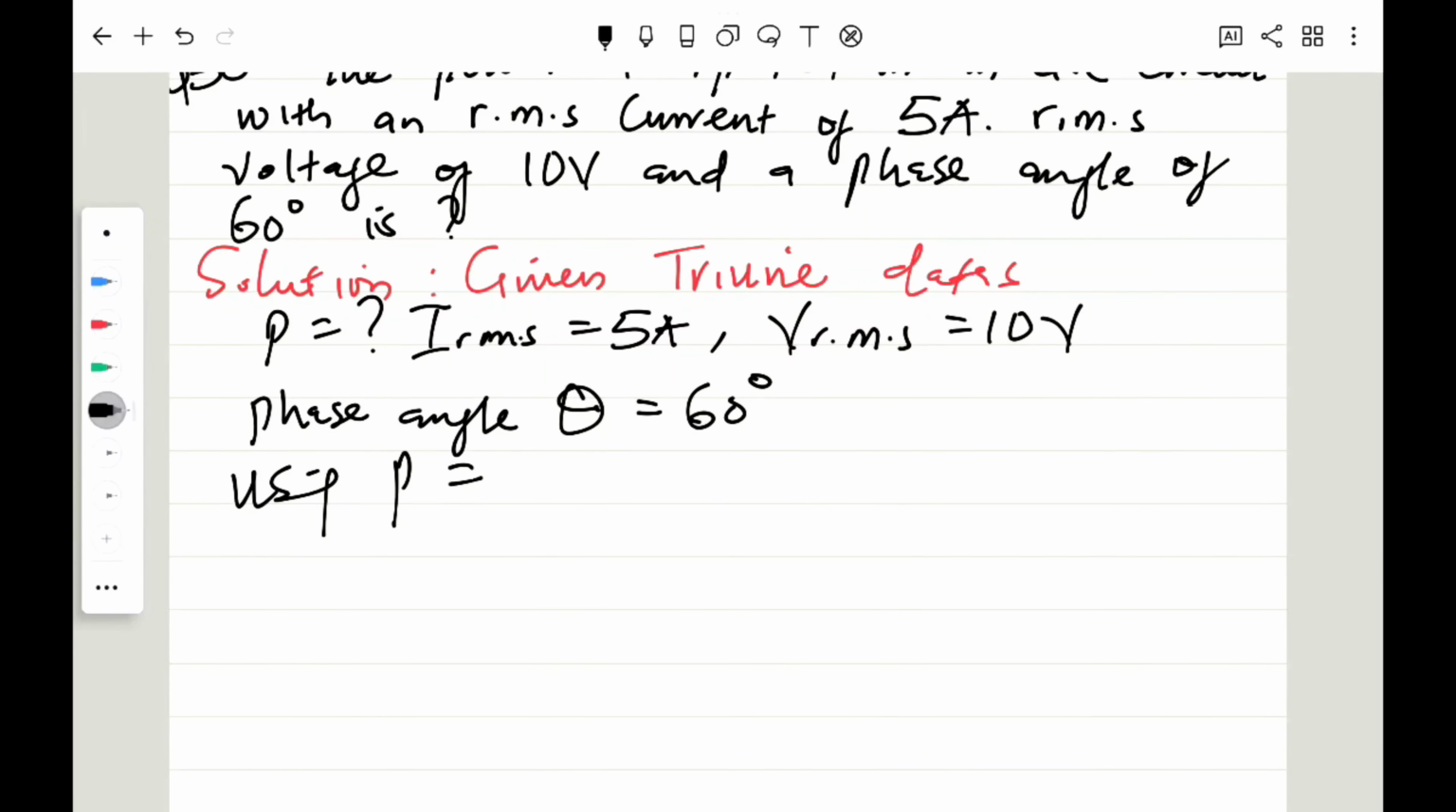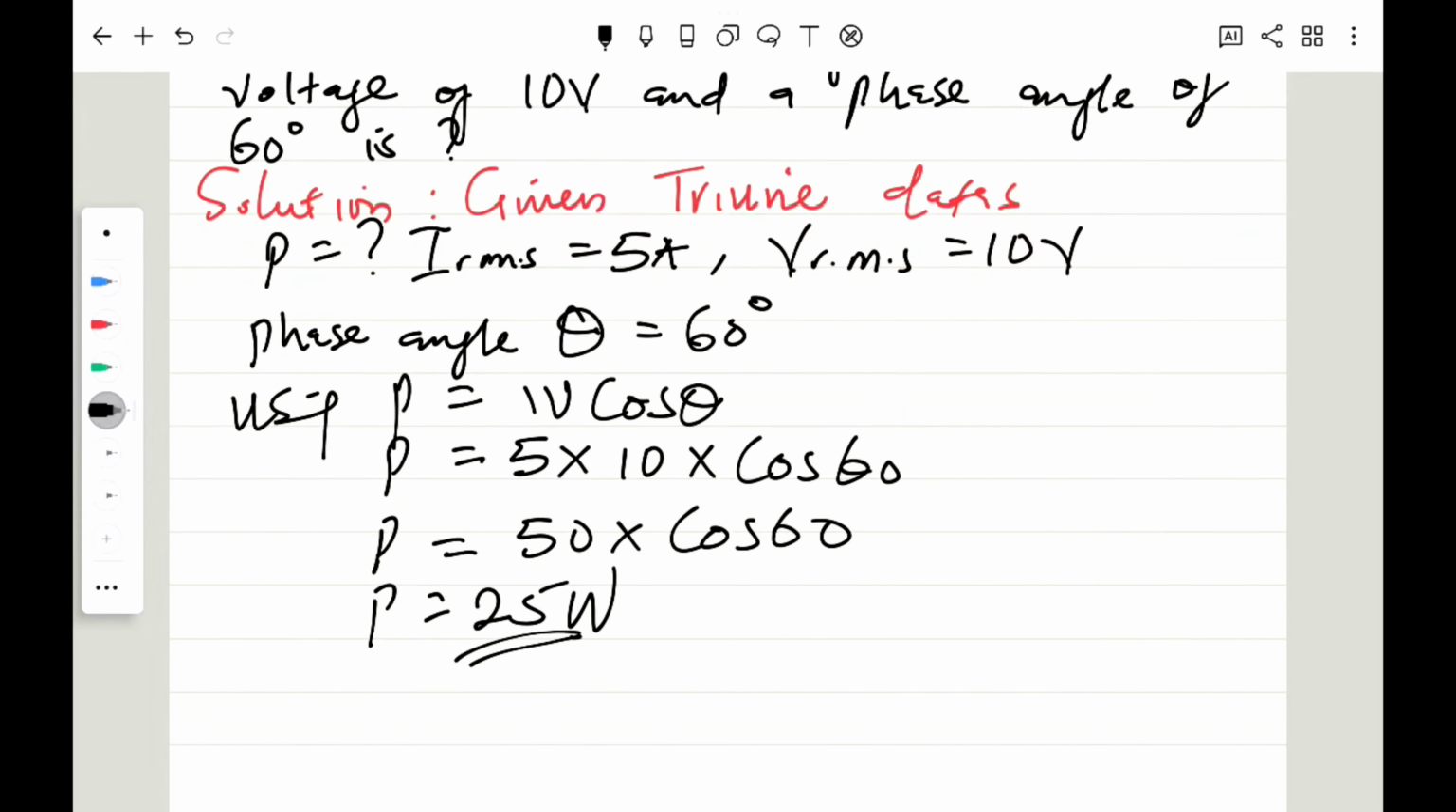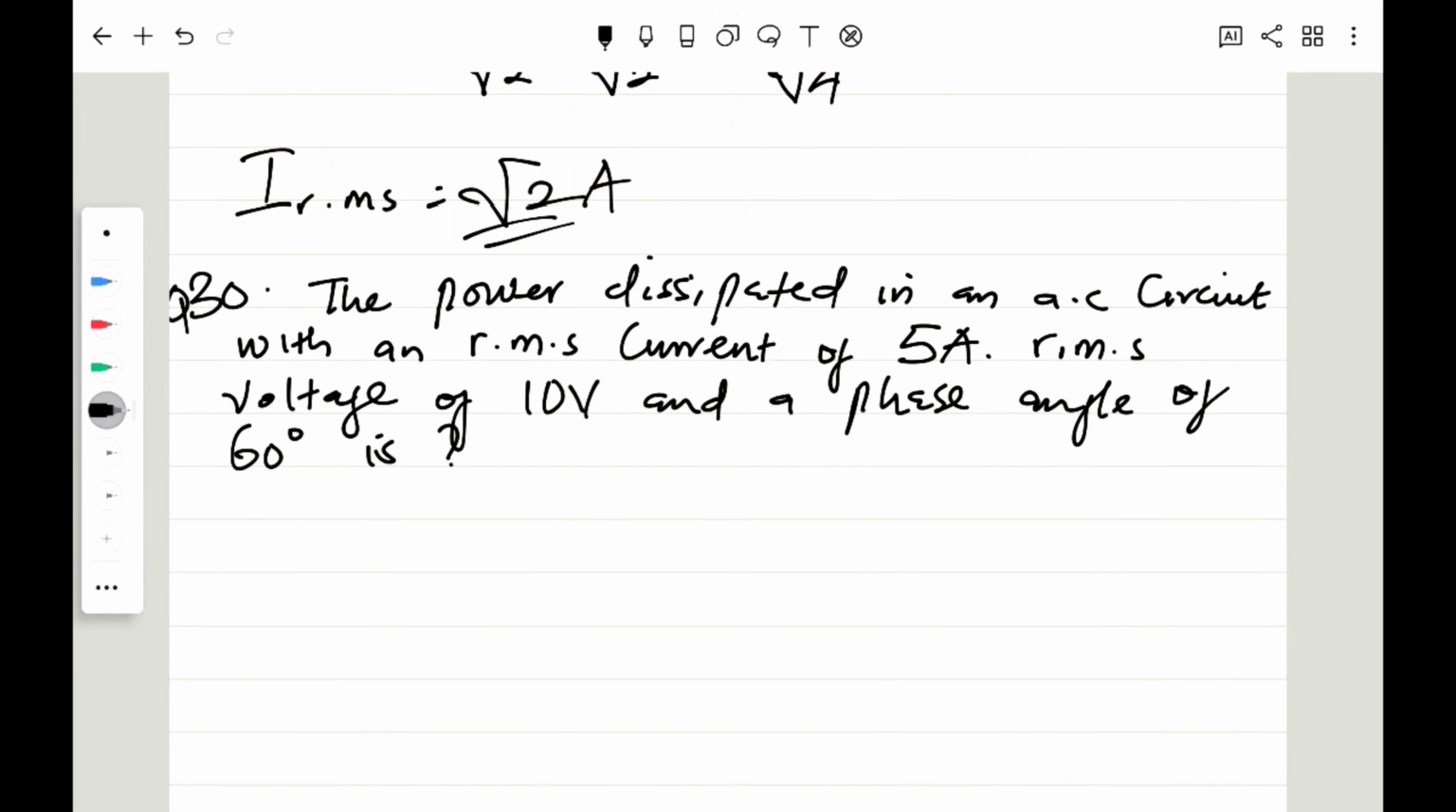So using P is equal to IV cos theta. By substitution, P is equal to 5 times 10 times cos 60. So that P is equal to 50 times cos 60. So that P is equal to 25 watts, 25 watts. So that gives us our final answer.